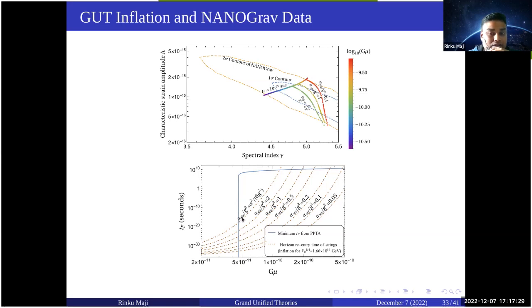Here alpha_str is the quartic coupling of the scalar that breaks the symmetry, and g squared, where g is the gauge coupling that corresponds to that U(1) generator that is broken at this scale.